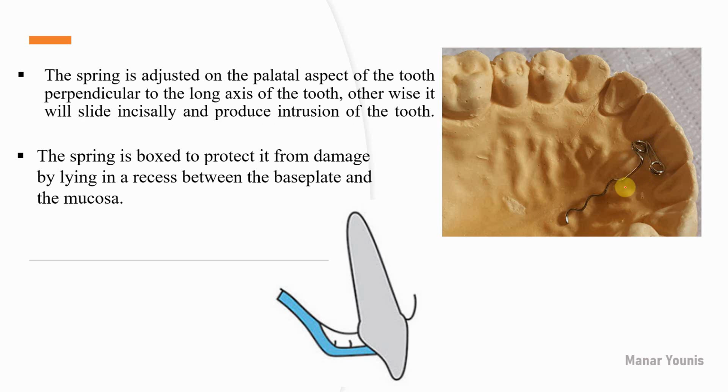It's important after completion of fabrication that the spring will be adjusted perpendicular to the long axis of the tooth. This will allow the proper application of the desired force. If the spring was not adjusted to be perpendicular and remained flat against the palatal surface of the tooth, in this case it will slide incisally when it's activated and it will produce intrusive force in addition to the proclination. So as you can see here, the spring should lie perpendicular to the long axis of the tooth.